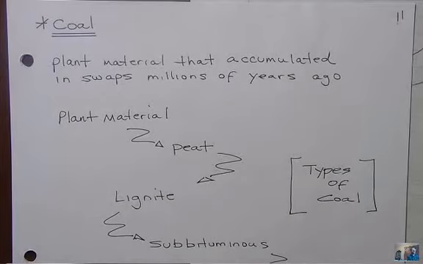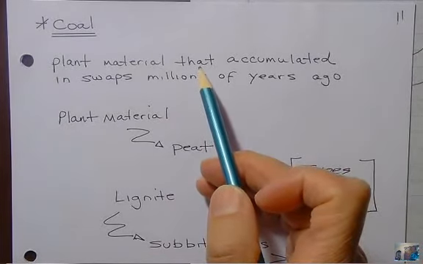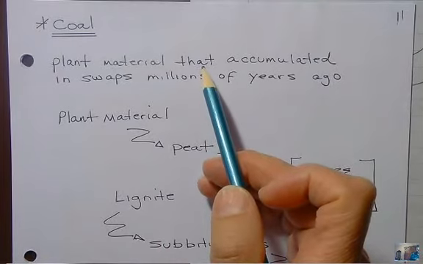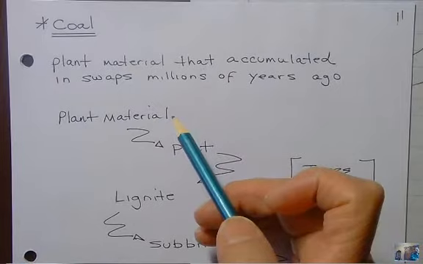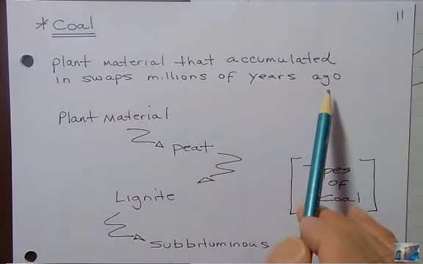Coal is not originally, for the most part, from algae. It's going to be from plant material. Okay, so whenever plant material gets buried in the ground and undergoes a metamorphosis that changes it, it's like a metamorphic rock, that under heat and pressure for thousands of years, that plant material goes through this process. Okay, so plant material that accumulated in swamps millions of years ago.